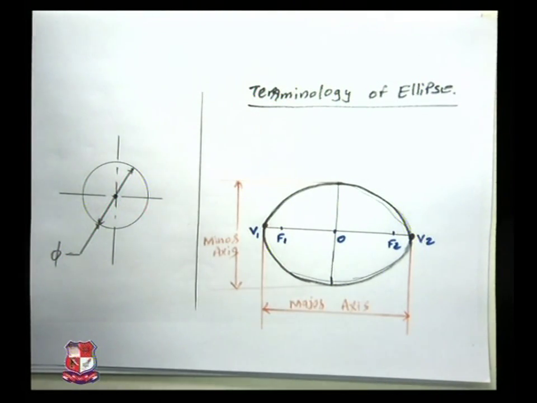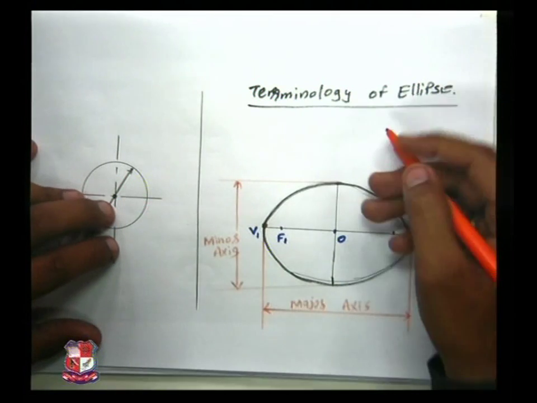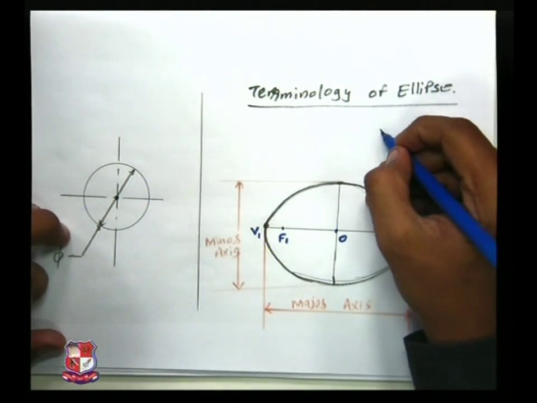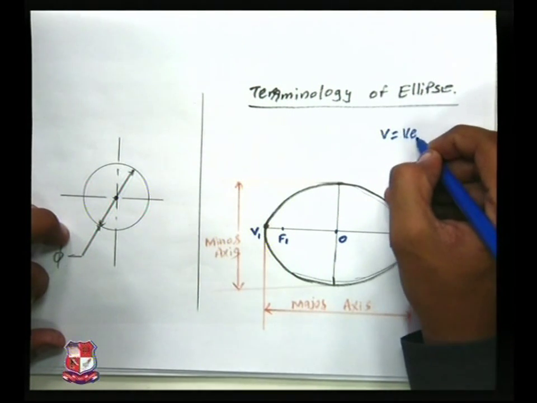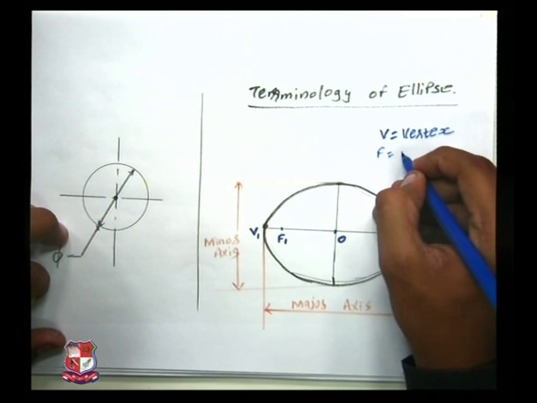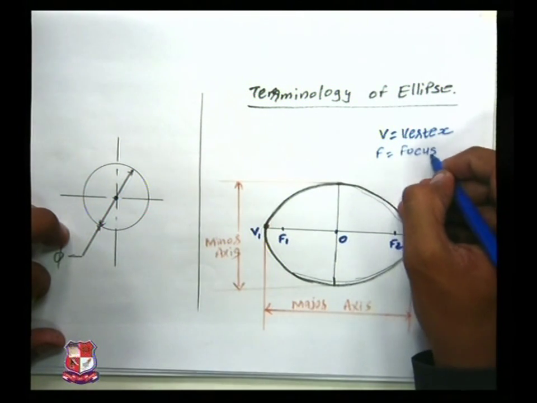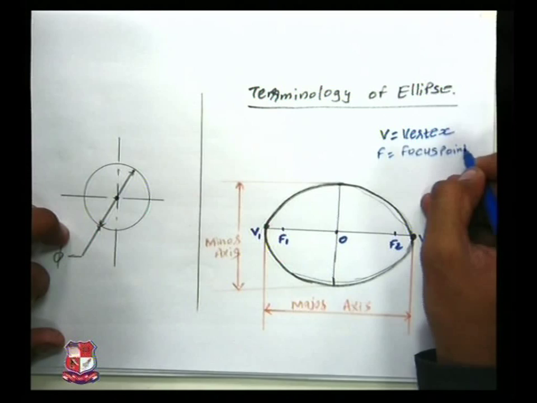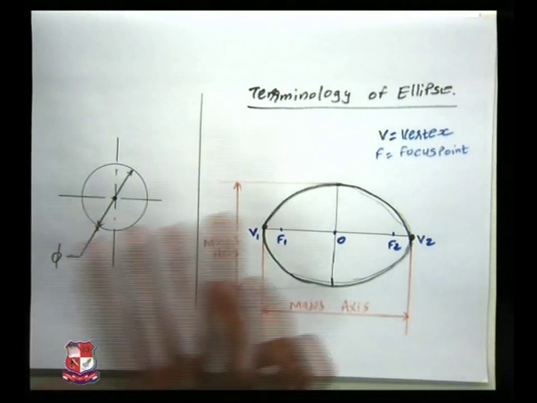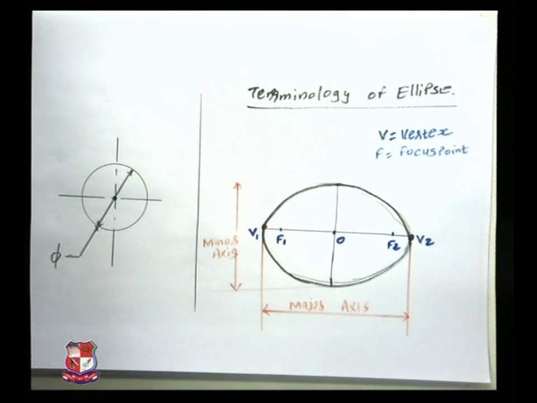Now what is the meaning of V? Let me write it here. Meaning of V is equal to vertex, F is equal to focus point. These are the two clear differences between the circle and the ellipse.